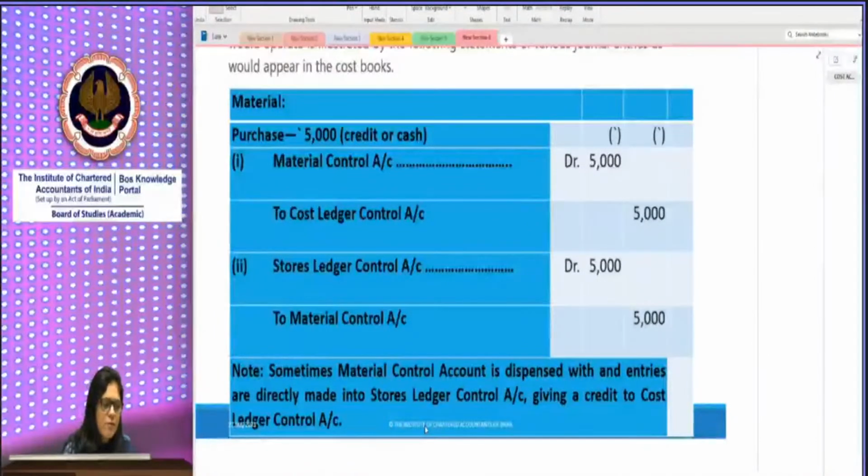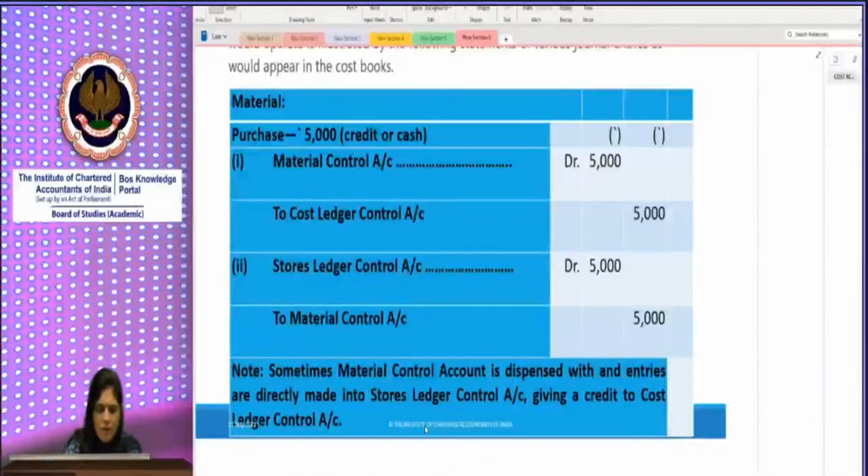Yes, all prime costs, Darshan, all prime costs are transferred to the WIP: direct wages, direct material, direct expenses, always to WIP. But again, there are certain direct expenses which go directly to the factory. Then we can charge it as factory overheads also, because factory overheads will ultimately go to WIP only.